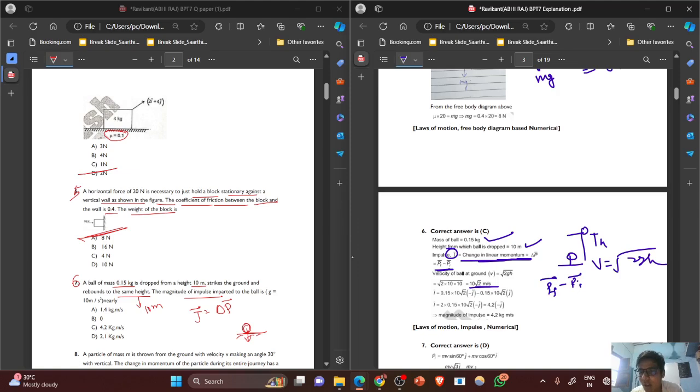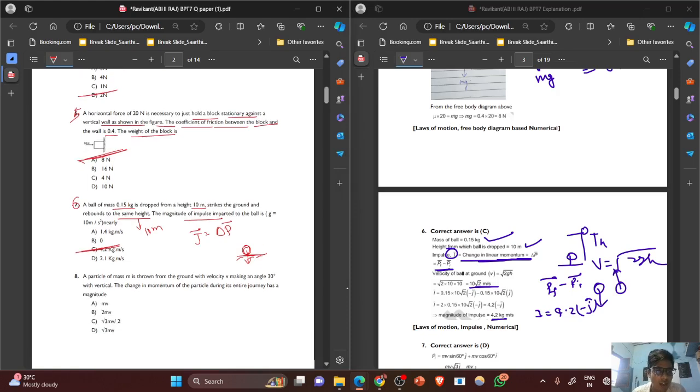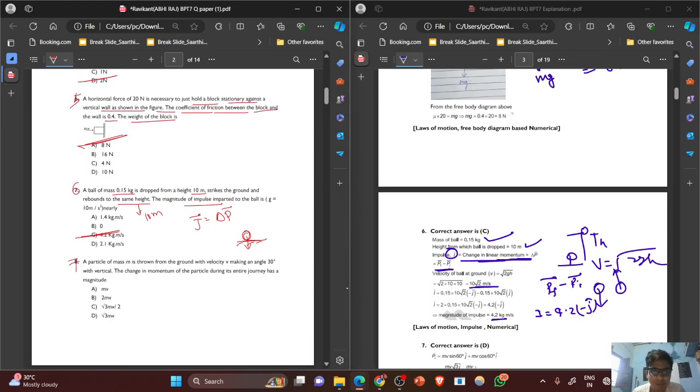Vector is important because while falling, the direction of velocity is in this direction, and while going up it reverses the direction. So there will be a vector sign. After solving, the impulse will come out to be 4.2 minus j cap, and in magnitude it's simply 4.2 kg meter per second. So writing its magnitude, your third option, option C, is the correct answer. Now moving ahead to the next question.